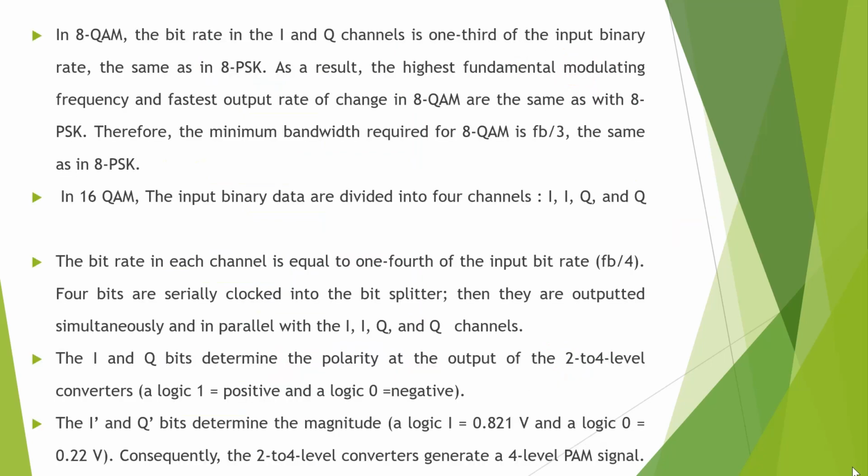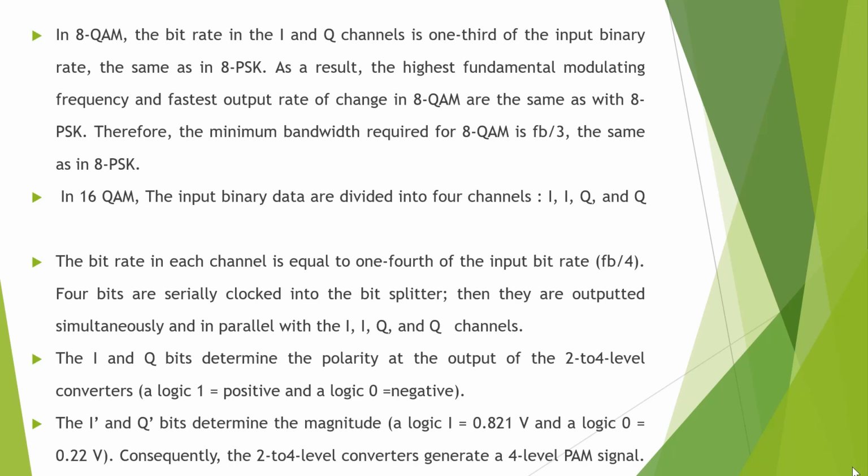Basically, what is happening in 8QAM, the bit rate in the I and Q channels is 1/3 of the input binary rate, the same as in 8PSK. As a result, the highest fundamental modulating frequency and fastest output rate of change in 8QAM are the same as in 8PSK. Therefore, the minimum bandwidth required for 8QAM is fb divided by 3, the same as in 8PSK. In 16QAM, the input binary data are divided into 4 channels: I, I', Q and Q'. But here the bit rate in each channel is equal to 1/4 of the input bit rate, that is fb by 4.